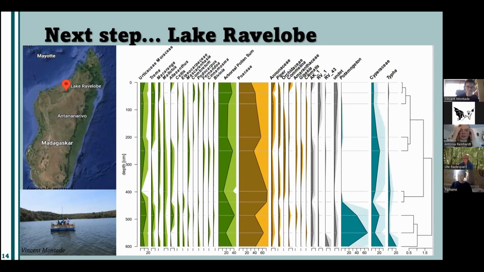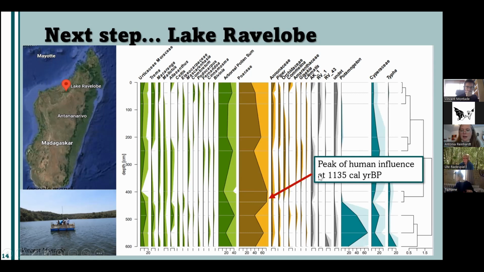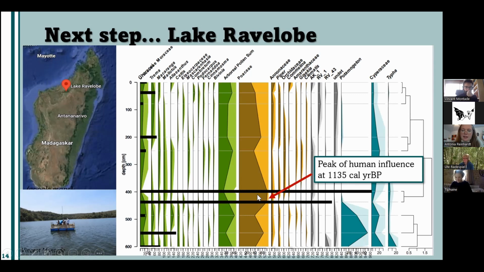So we have more Poaceae, for example, but still you can see here we have a high peak of Poaceae at about 1135 years before present, and we think this might be a peak of human influence, also because we have a high amount of charcoal in these two samples. So yeah, but as I said, these are only very first results. We do not know a lot about the sediment core yet. It's just to tell you that it's still exciting and we have many new results.